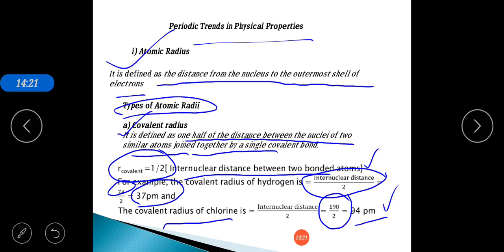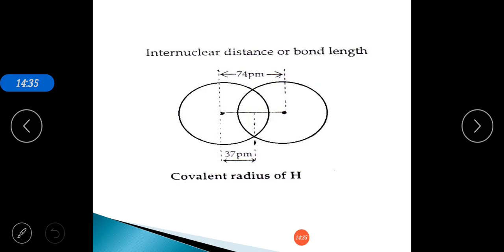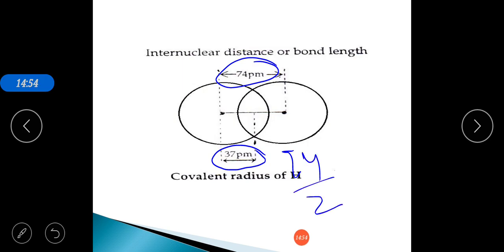Similarly, the covalent radius of chlorine is half of the internuclear distance, 198 upon 2, which comes to around 99 picometers. See the covalent radius of the hydrogen atom given here: 74 is the internuclear distance, the distance between the two nuclei, and 37 is half of the internuclear distance, which is 37 picometers.